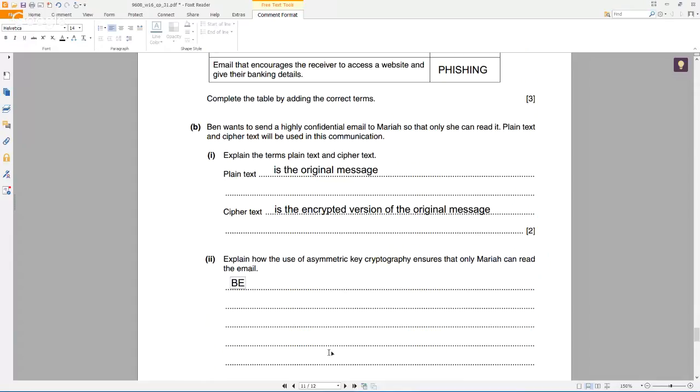So basically, the idea is that Ben encrypts the email using Maria's public key, and Maria decrypts the email using her private key. Obviously, there is a process that needs to take place in order for Ben to know Maria's public key. But this is an example of a correct answer. That actually illustrates the main reason for public and private key infrastructure.